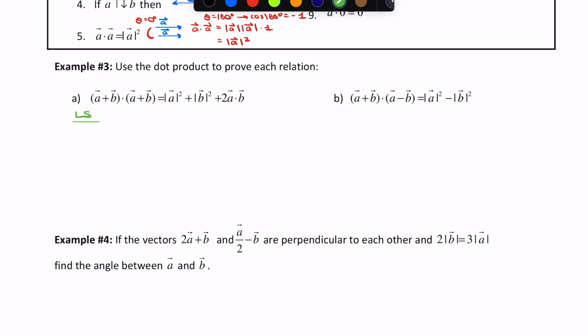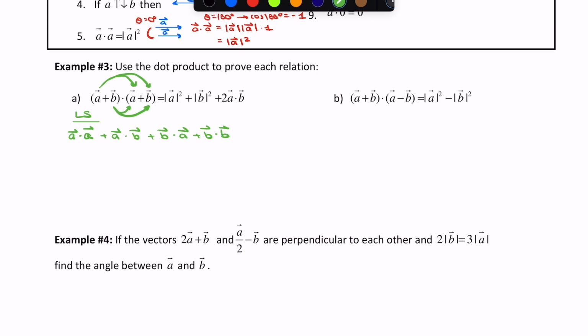So here we can first expand. So again, we will distribute, and here we'll get vector a times vector a, plus vector a times vector b, plus vector b times vector a, plus vector b times vector b.